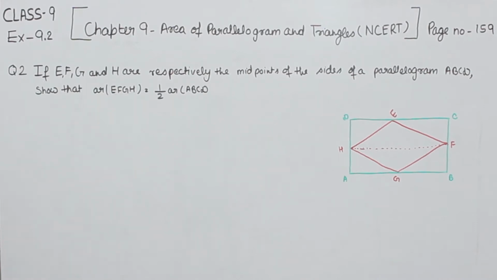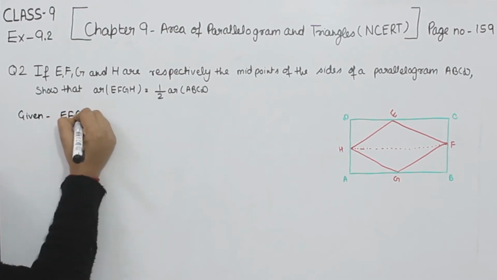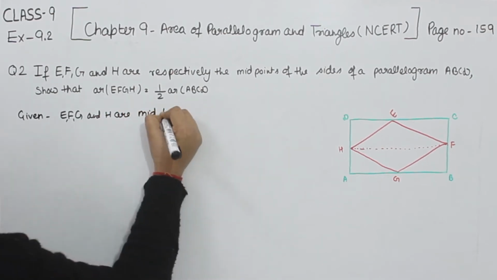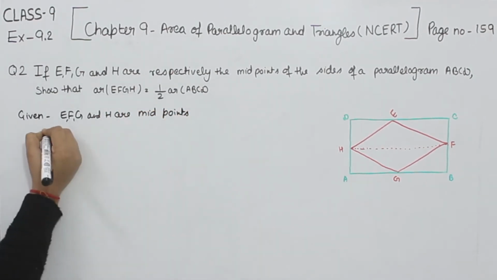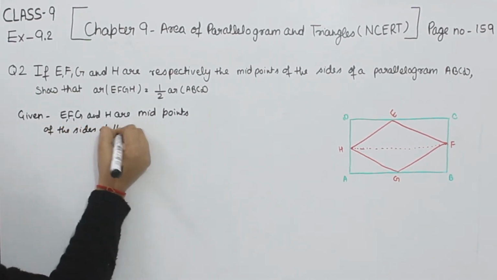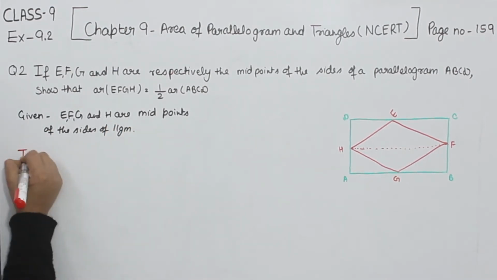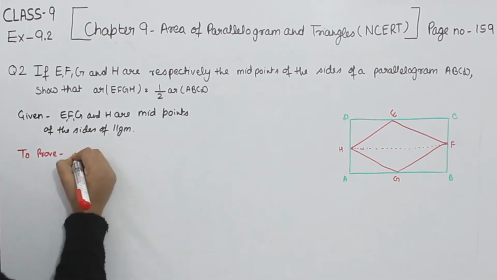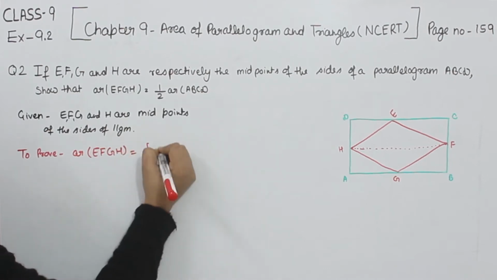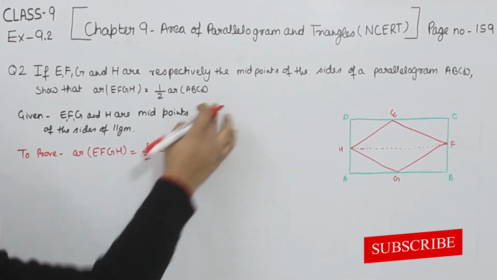So we are going to write here what is given to us, that E, F, G and H are midpoints of the sides of the parallelogram. This is given to us. Now what we have to prove? We have to prove that area of EFGH is equal to half of area of ABCD. This one we have to prove.